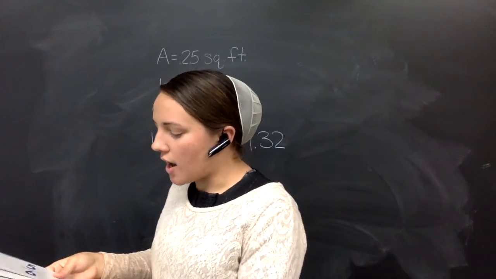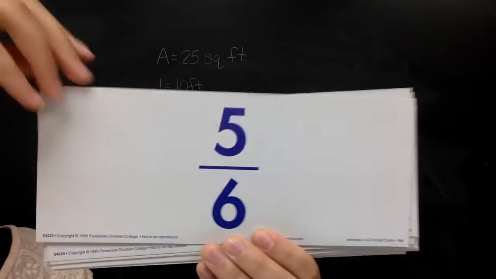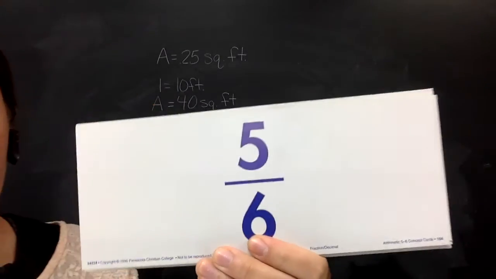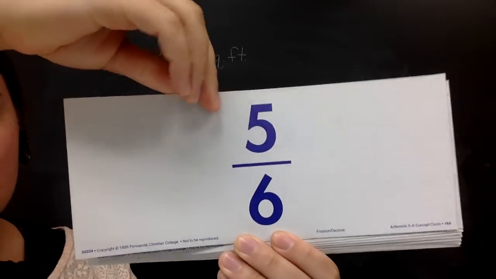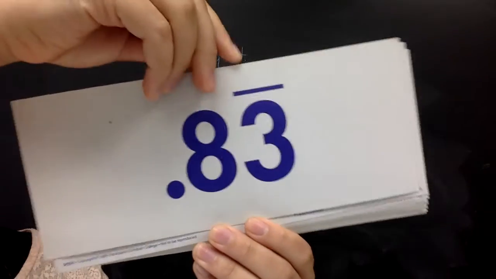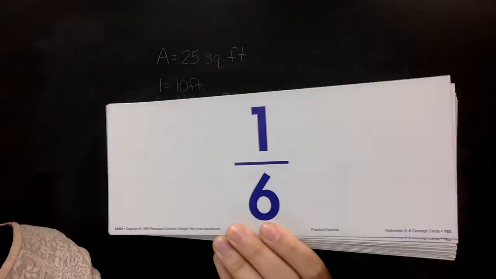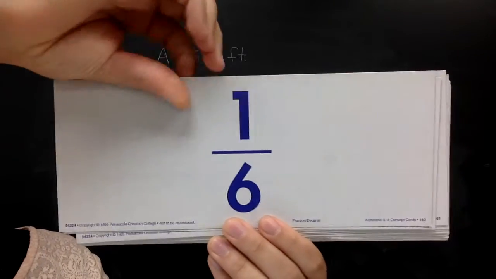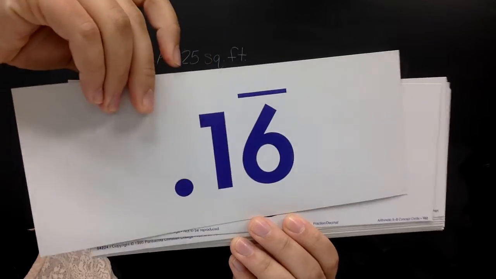Now let's go over our fractions and the decimal that they stand for. So give yourself time to learn these well, but let's just see how well we can do today. What is the decimal for 5/6? 83 hundredths, and the 3 is repeating. 1/6. 16 hundredths, and the 6 is repeating.